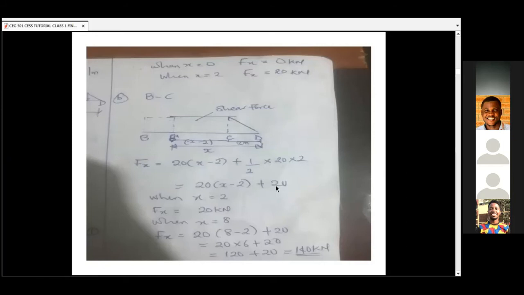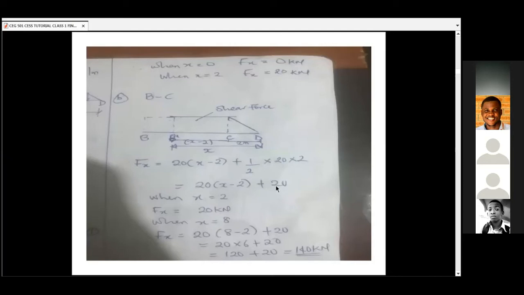So for span AB now. Span AB. We have this. Now, to get the shear force of this, we have to consider three shapes, which are the triangle, the rectangle, and then the trapezium. So from the triangle now, we are talking about half base times height.